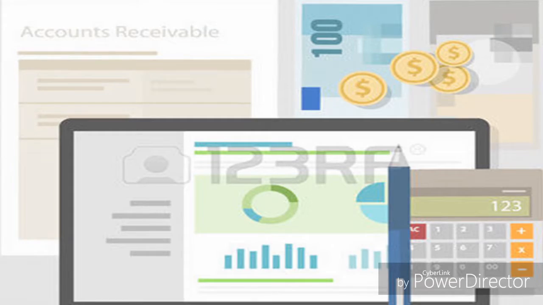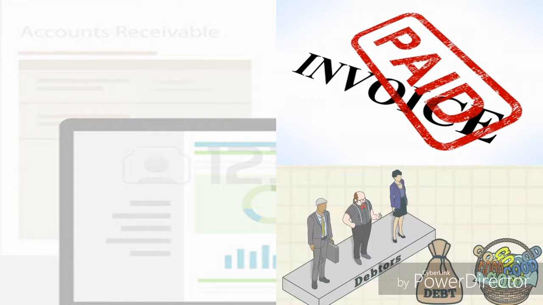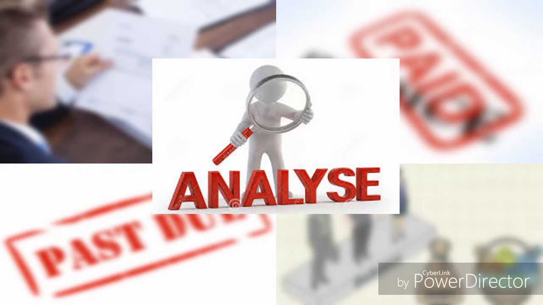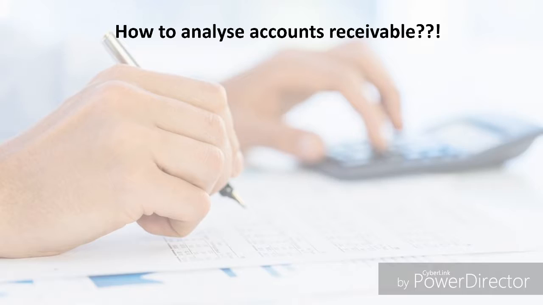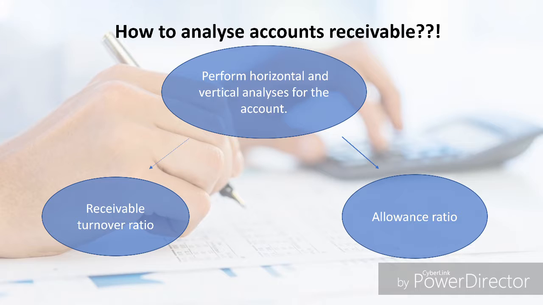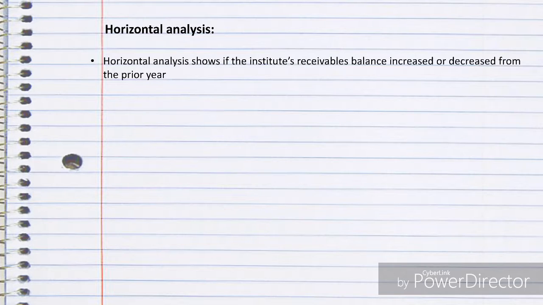After accounting is done with recording and reporting accounts receivable and estimating bad debts, they start to analyze accounts receivable to know how well the company manages its receivables. The first step in analyzing accounts receivable is to perform horizontal and vertical analysis, followed by turnover ratio and allowance ratio. Horizontal analysis shows if the institute's receivables balance increased or decreased from the prior year.